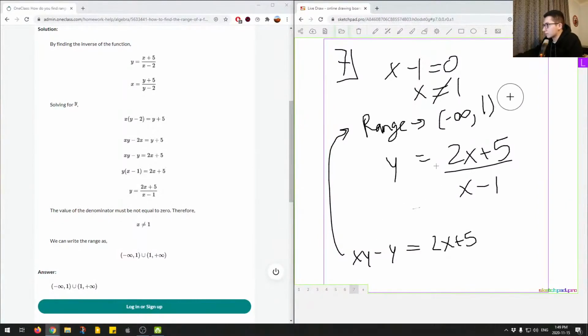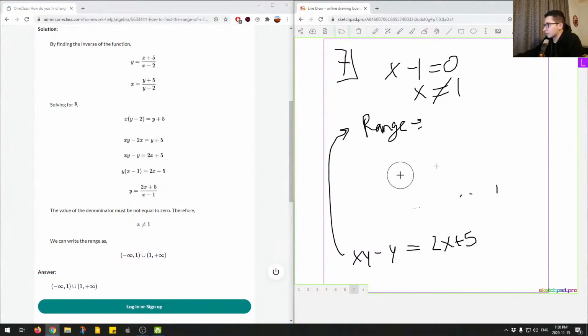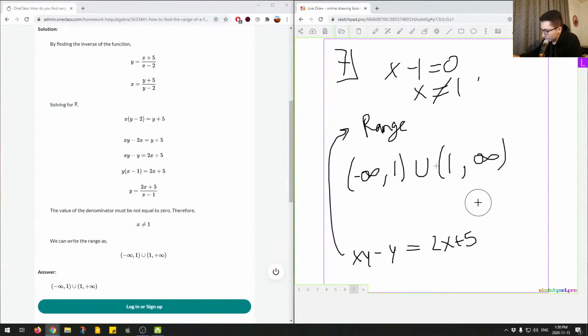Let me write this a little better. The range is negative infinity up to 1, but not including 1. Usually if you want to include 1, you use a square bracket, but here we're using a round bracket. Then from 1 to positive infinity. When we did the simplification, we ended up with this, and we know that the range is this because x cannot equal 1. Therefore, the function exists everywhere except at 1.